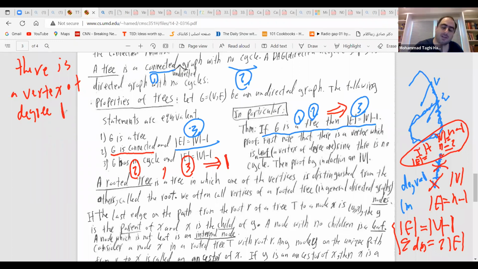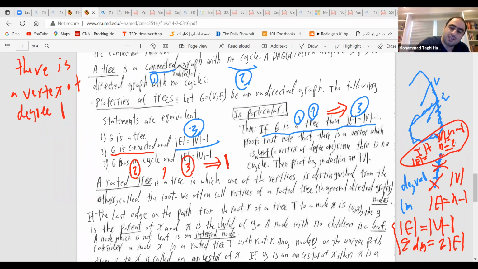Actually, there are 2 vertices of degree 1, but 1 is enough for us. Because if the degree of each vertex is at least 2, then we can show that the sum of the degrees would be at least 2v, and it means that the number of edges should be at least v, the size of V. But we know that the number of edges is v-1. So it means that there should be at least 1 vertex of degree 1. Actually, there are 2 vertices of degree 1.